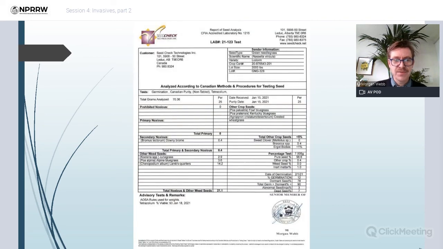And of course, there's that report again. So when you see that added dormant, or you might see that we did a TZ test right from the beginning, that is something that we reported right away, usually within 24 hours that we get the seed lot in.